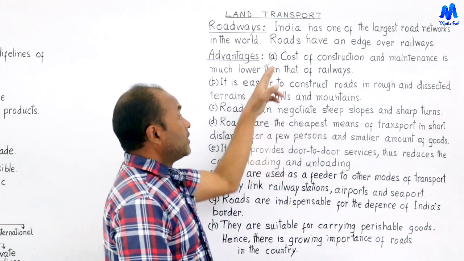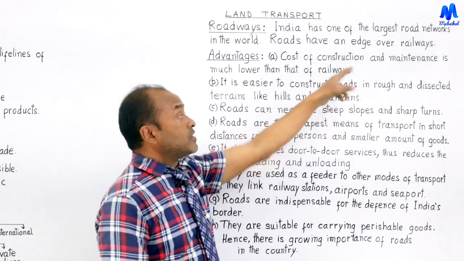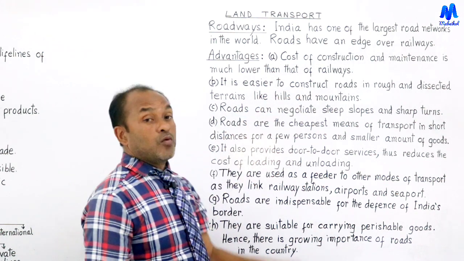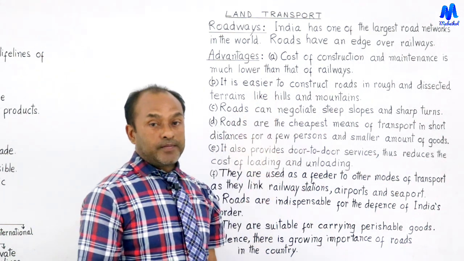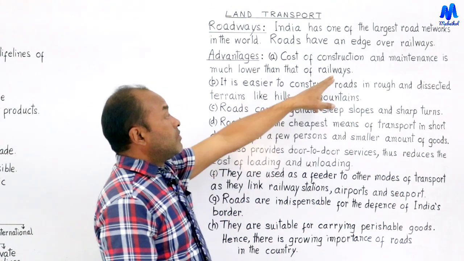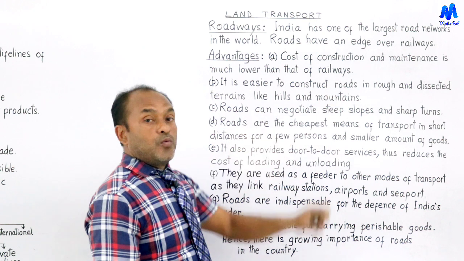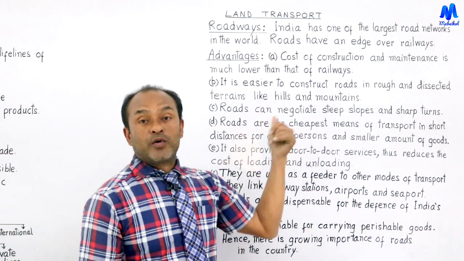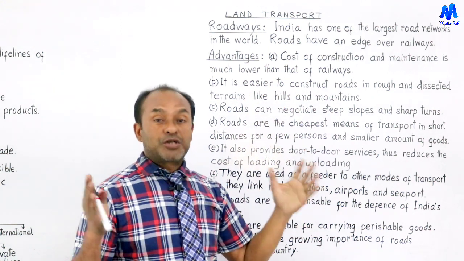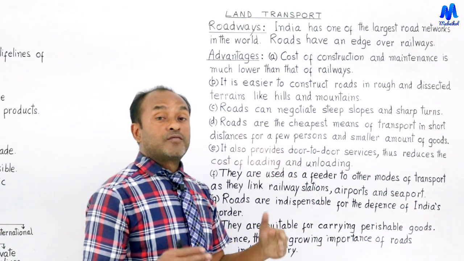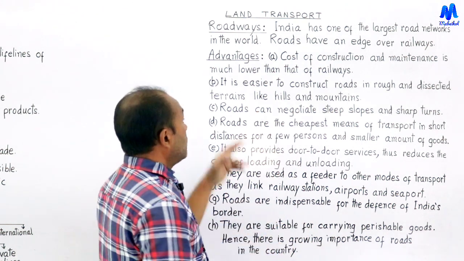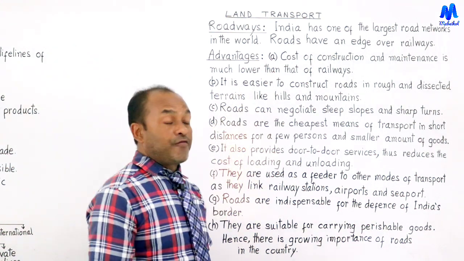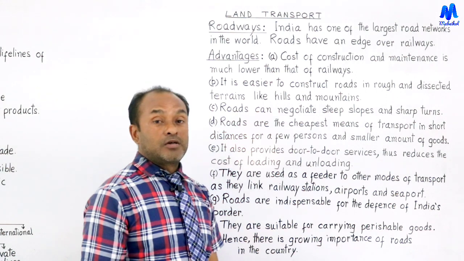Okay. Number A, cost of construction and maintenance of roadways is much lower than that of railways. It's definitely true. Okay, because when we are going to maintain railways, we will be spending a huge amount of rupees. Okay, but for construction of roadways, we don't have to spend much energy. We don't have to spend much money. Okay, in number B, I'll have an explanation here. It's easier to construct roads in rough and deserted terrains like hills and mountains.